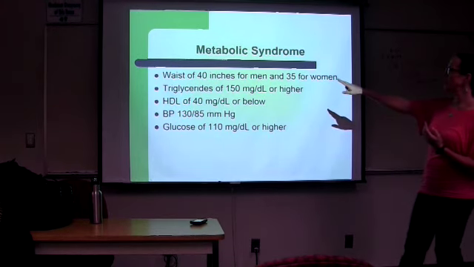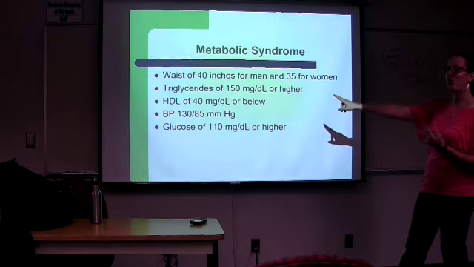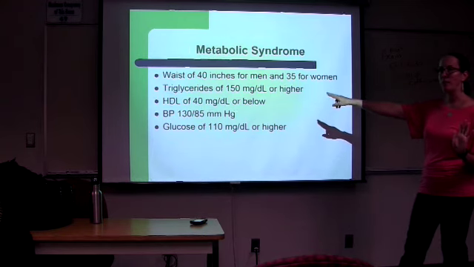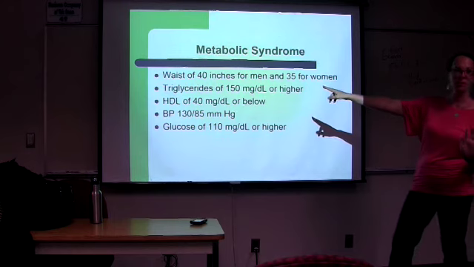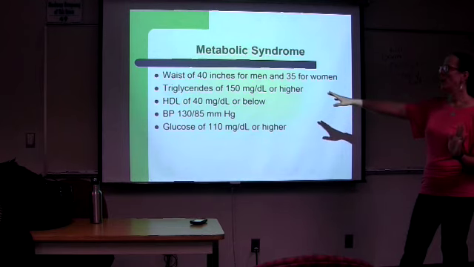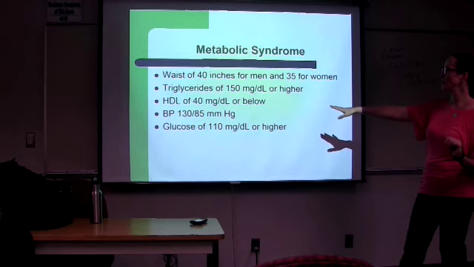So this means above a waist of 40 inches for men and 35 for women. Triglycerides of 150 or higher, those are your bad fats. HDL is actually your good fat. We're going to look at these in the future, but an easy way to remember is H is happy. So those are your good fats that actually clear fats from your body. So that's 40 milligrams per deciliter or below. A blood pressure above 130/85. Those numbers always change, but we'll just go with that number. And a glucose of 110 or higher.